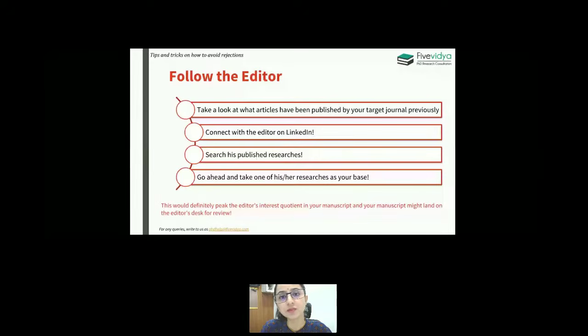It can be very helpful to you in a way that it can create the interest of the editor in your paper. It can increase his interest. So it can also increase your chances of paper acceptance.